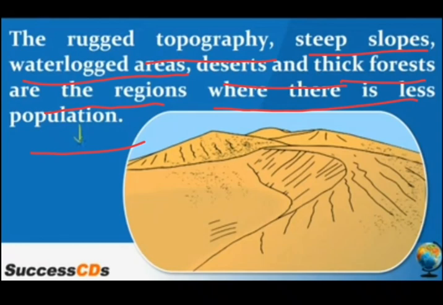Even plains and river valleys offer suitable land for agriculture. Some areas, you can say, are densely populated areas of the world, ki jo aapka densely populated area hai, plain, river valleys, okay, which have suitable land for agriculture.